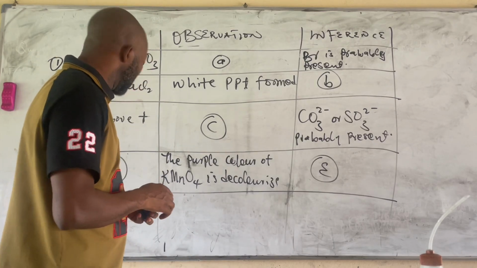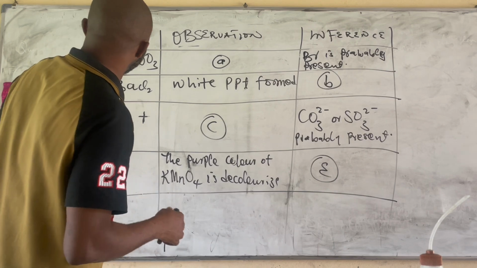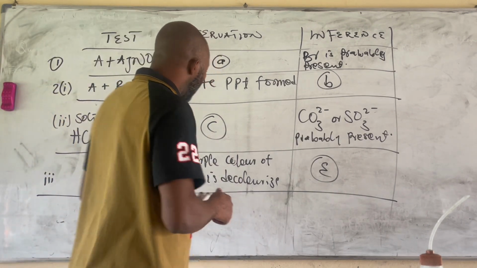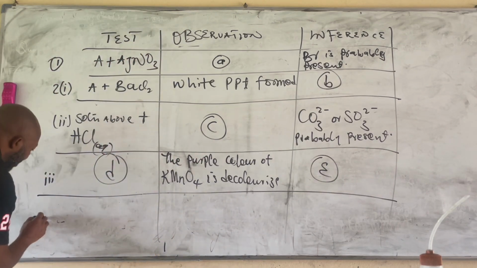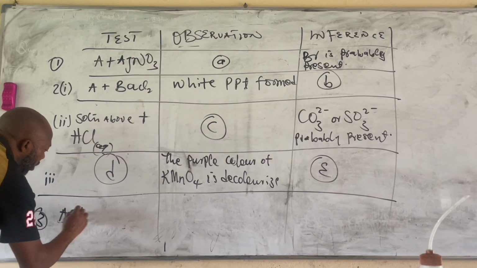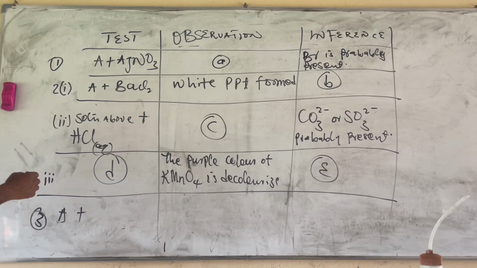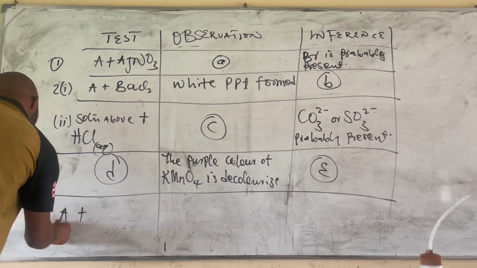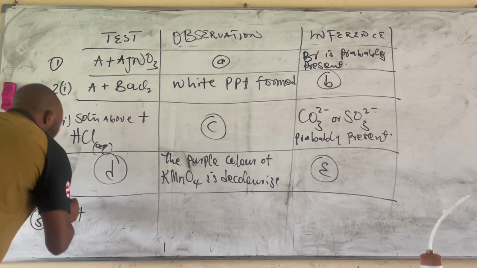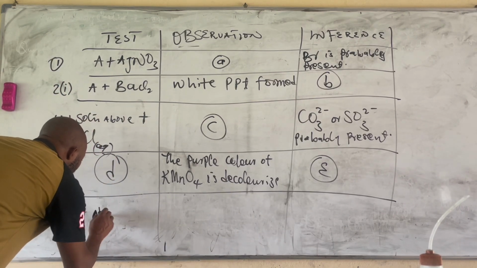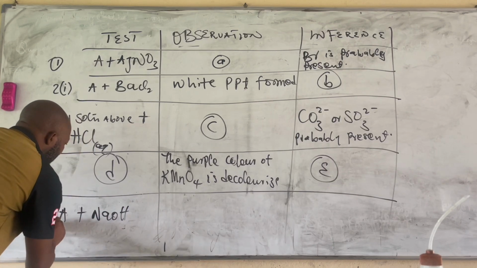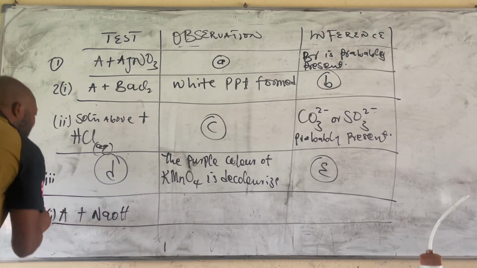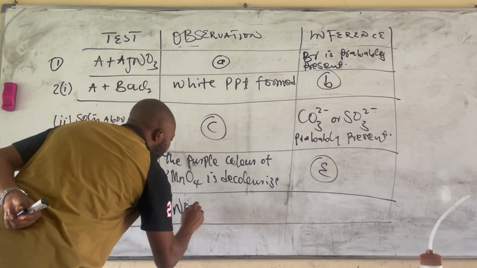Then, maybe I should just leave it at 1 and 2. But otherwise, I would have loved to add one more. Okay, let me take the last one, 3. Sample A plus sodium hydroxide. This is 3I. We have no reaction.